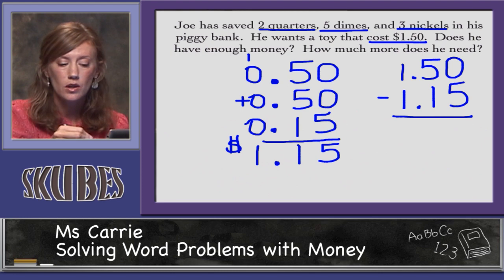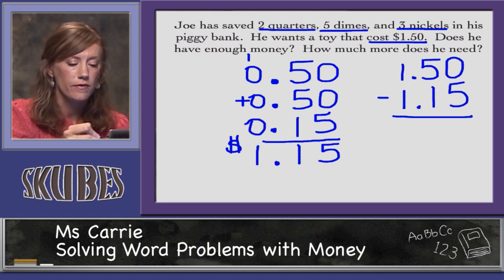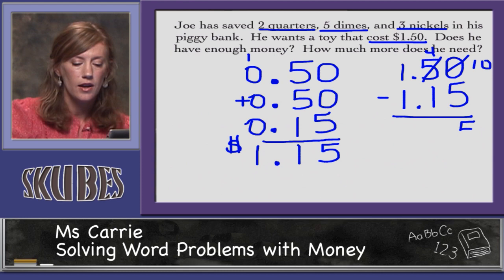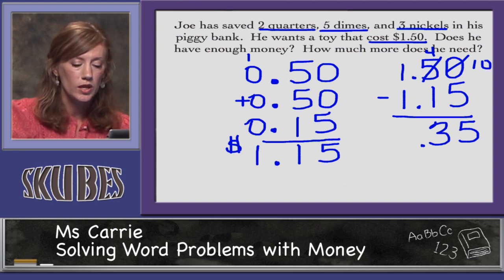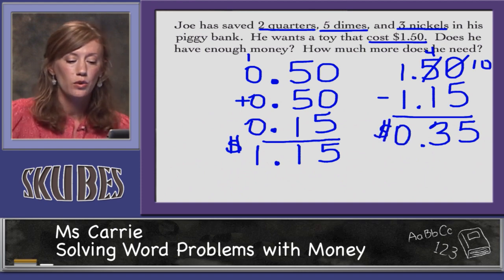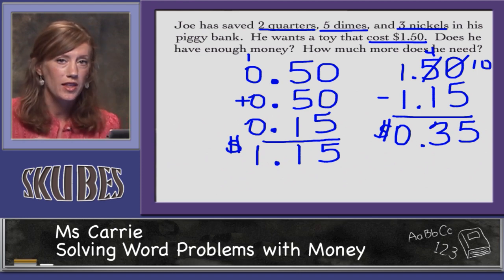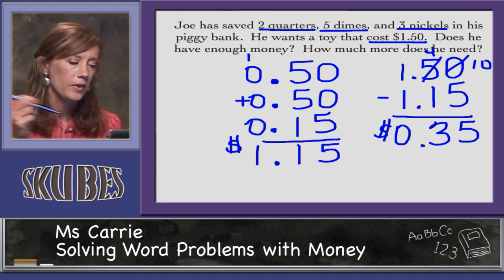Well, we can't do 0 minus 5 because 0 is less than 5, so we'll borrow next door. The 5 becomes a 4, the 0 becomes a 10. 10 minus 5 is 5. 4 minus 1 is 3. Bring our decimal down. 1 minus 1 is 0. 35 cents is our answer. Joe would need 35 more cents to buy that toy. Let's look at another problem.